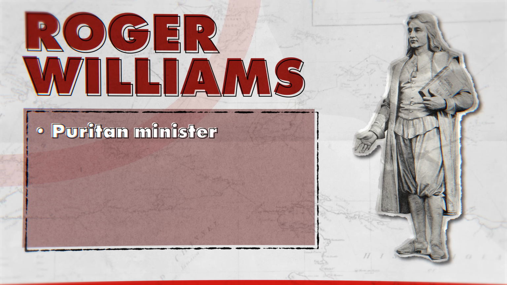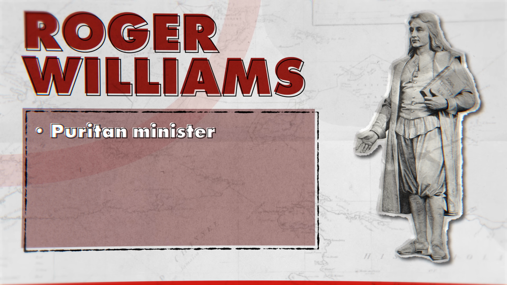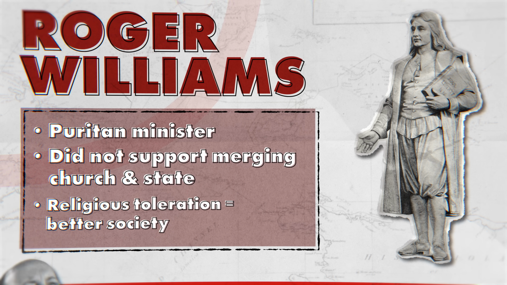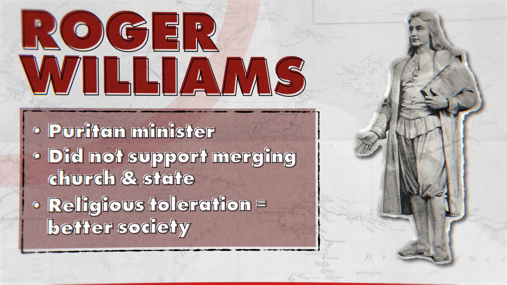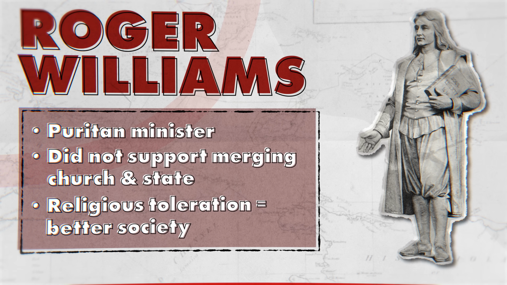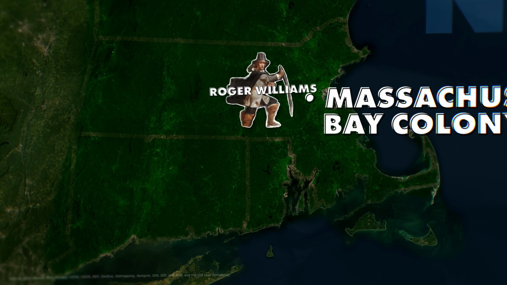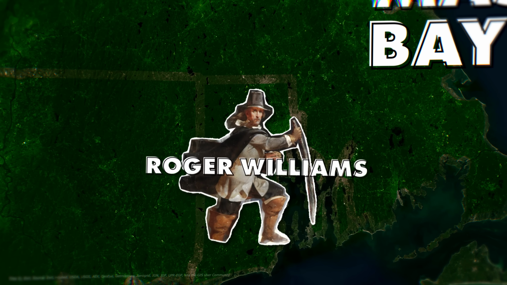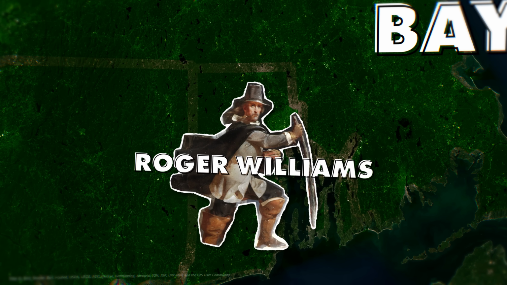Now, he himself was a Puritan minister in Massachusetts, but he started thinking that the complete merger of church and state was a pretty dumb idea. He also thought that religious toleration was much more befitting a society of God than religious intolerance. And as a reward for such blasphemous beliefs, he was banished from Massachusetts and founded what would later become the Rhode Island colony, which became a haven for religious dissenters.